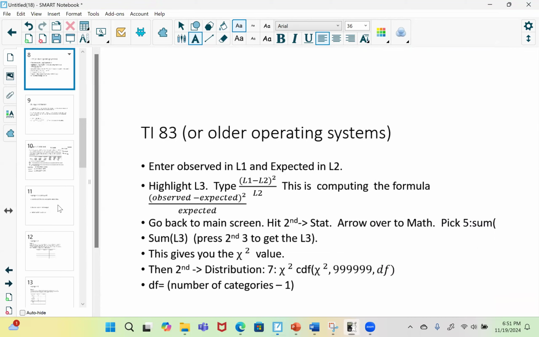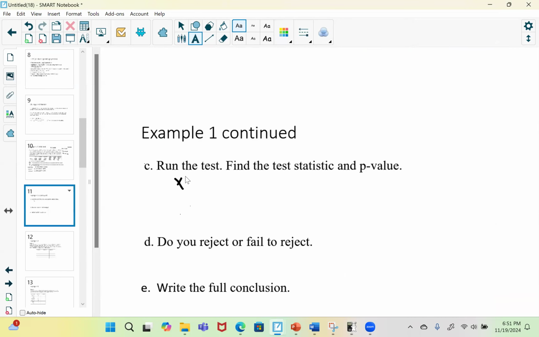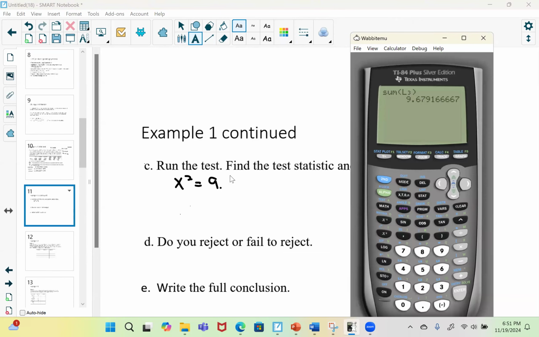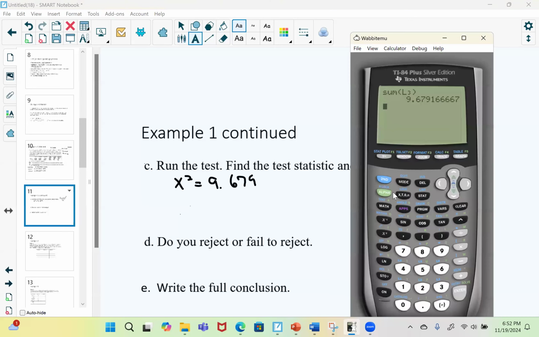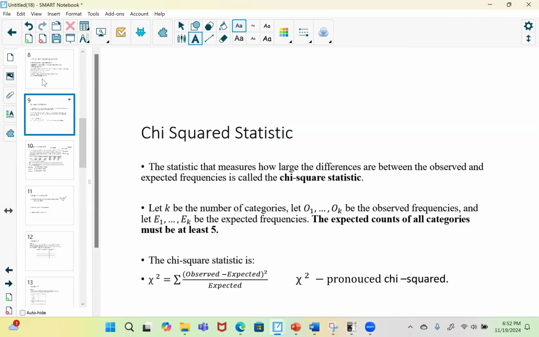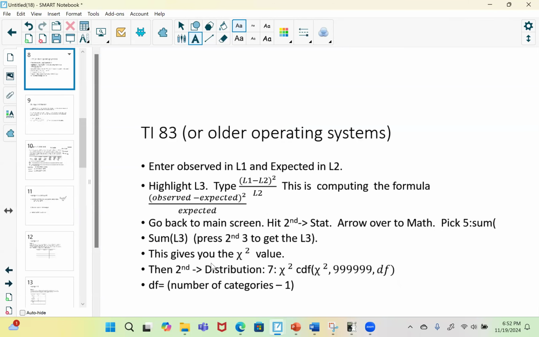That's your test statistic. So the first thing you have to write down is the chi-squared equals 9.679. And if you're doing it this way, you'll need to write that formula down because you don't have a test to run in your calculator. Okay, so we find that. Again, the instructions are in your packet. This gives us the chi-squared value.